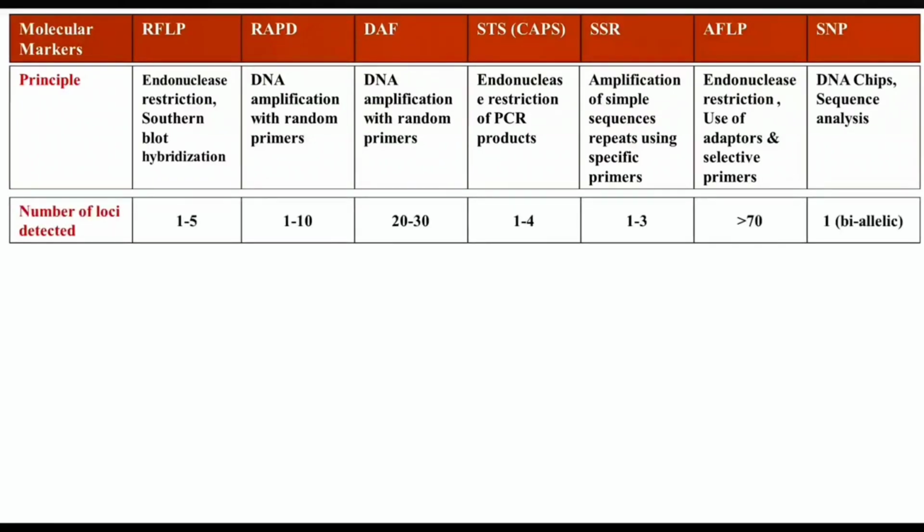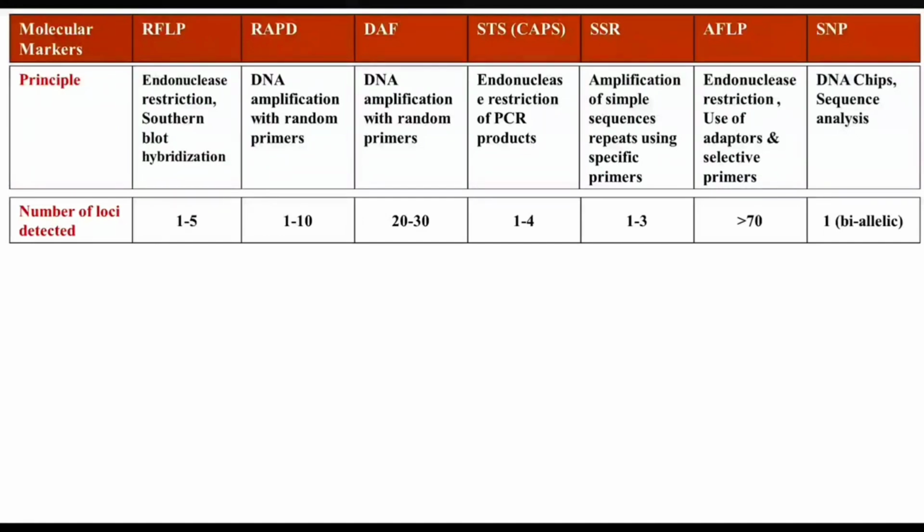Further comes the number of loci detected by each of these markers. In case of RFLP, the number of loci detected is 1 to 5. RAPD, 1 to 10. This question is very much asked, this number of loci detected. In RAPD case and AFLP case, it has been asked in the previous papers also. So you need to note it down and be very clear on this to mark the options.